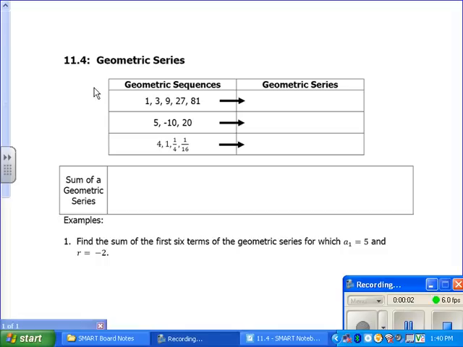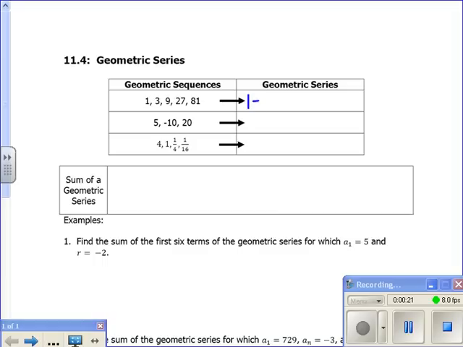Okay, you're watching 11.4 on geometric series now. So we're still getting from one number to the next by using multiplication, because that's what the geometric part of this means. But series just means that we're adding them all up. So 1, 3, 9, 27, 81, we can clearly see that we're multiplying by 3 to get to the next number. To make it a series, we're just going to add them.